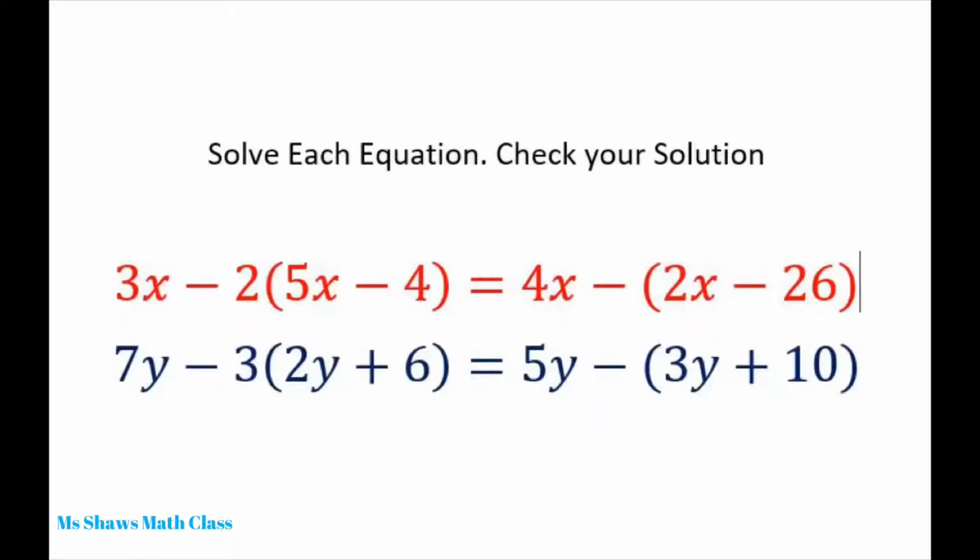Everyone. We're going to solve each equation and check our solution. We're using the properties of arithmetic and properties of equality. So we're going to get started with the first one.